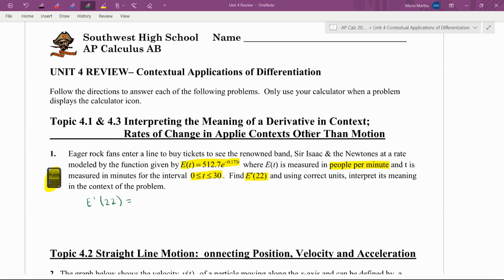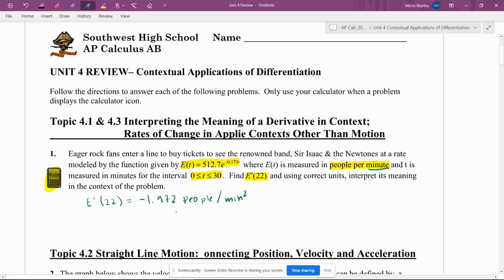Back to the problem. So we can say E prime of 22 is equal to negative 1.972. Remember, you can just truncate, meaning you can just cut it off at the number right there. And the units for this is people per minute squared. All right. Remember, it's already minutes here, so we're going to add one more unit to the minute in the time section.